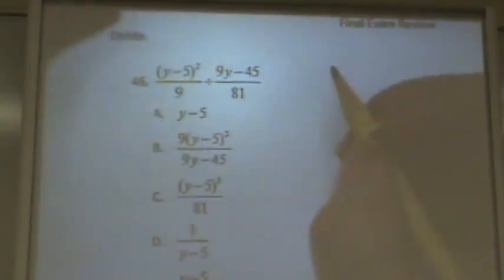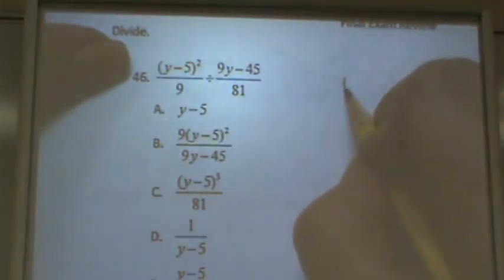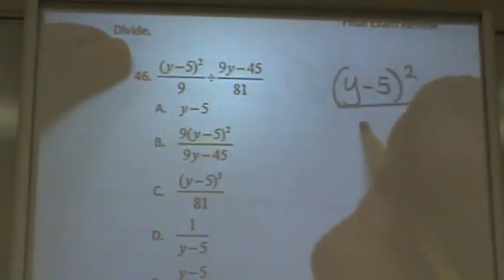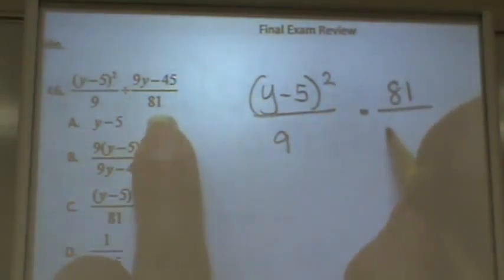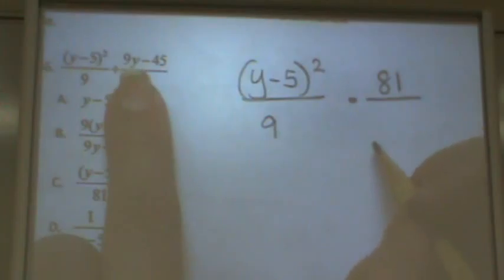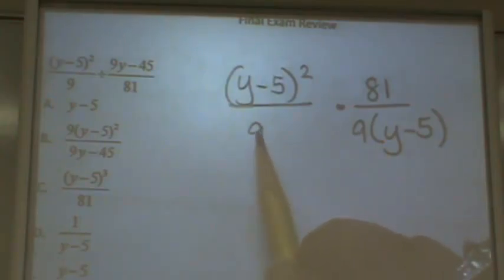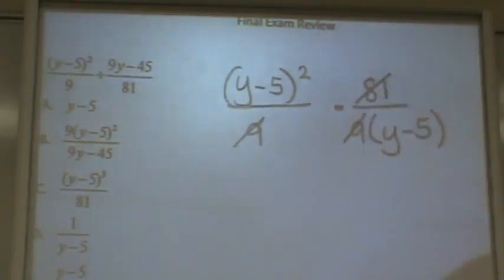(46). This is a division problem, so we keep the first the same. We've got y minus 5 quantity squared over 9. We're going to flip this one, 81, over. Now, at the same time, I'm going to pull a 9 out, and you have y minus 5. So, what's going to cancel? Well, 9 times 9 is 81, so these are all gone.